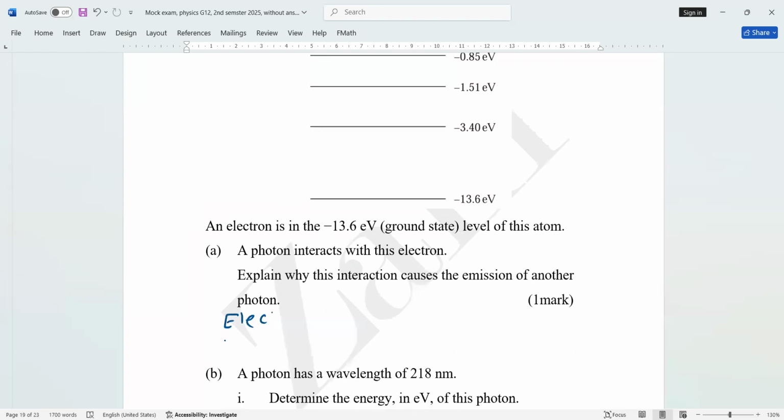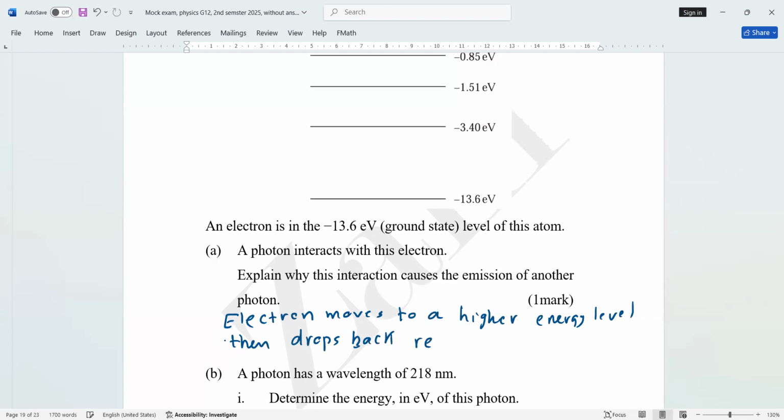Electron moves to a higher energy level, then drops back, releasing a photon. So this is the answer of this part.